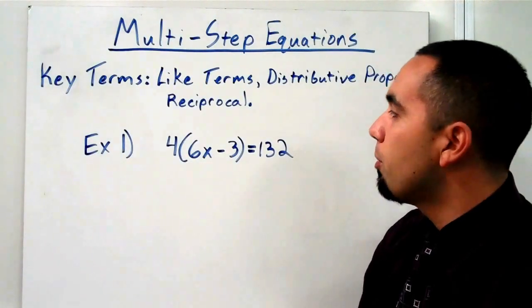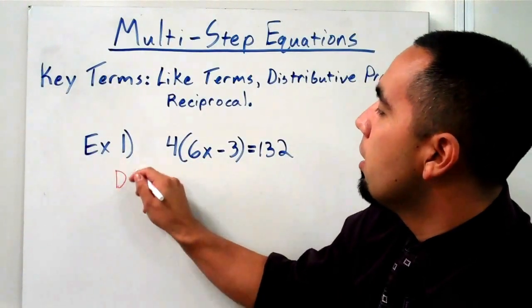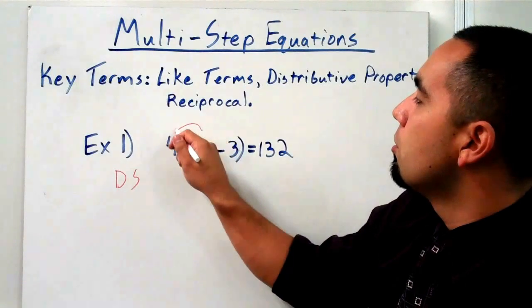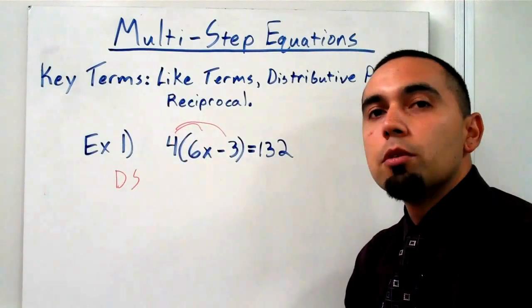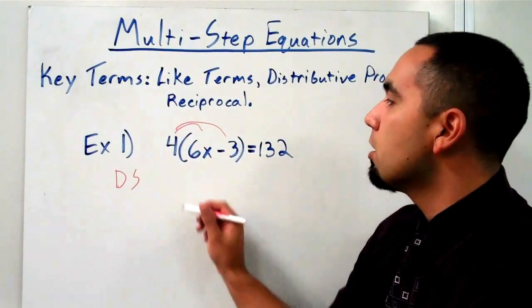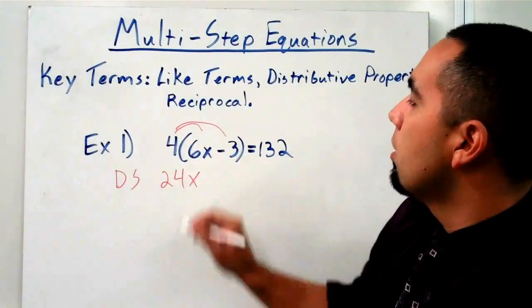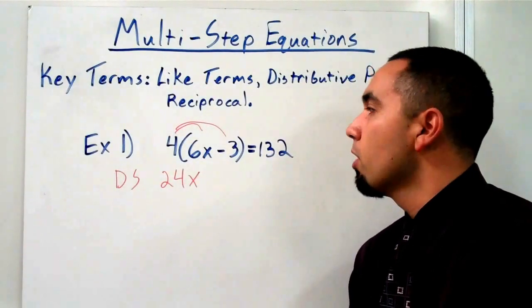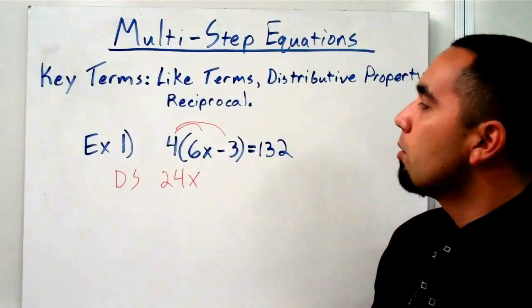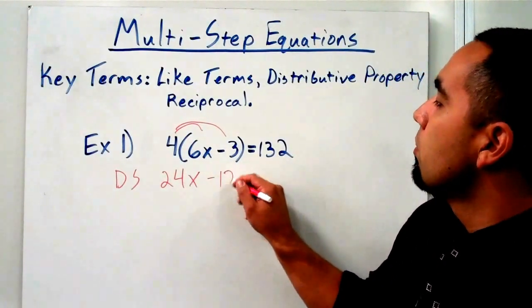So example number one, if we look here, I can see that I have to use the distributive property. So I'm just going to write DS because that's what I'm doing. I'm using the distributive property, and I'm going to multiply the 4 times 6x. 4 times 6 is 24, and the x comes along for the ride. And then I have 4 times negative 3, so that's negative 12.